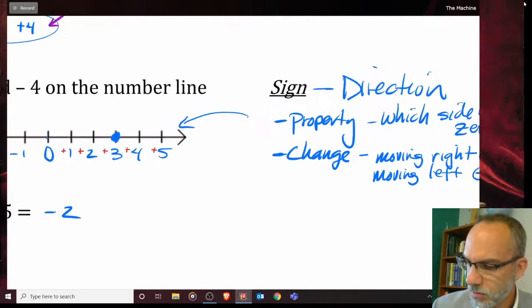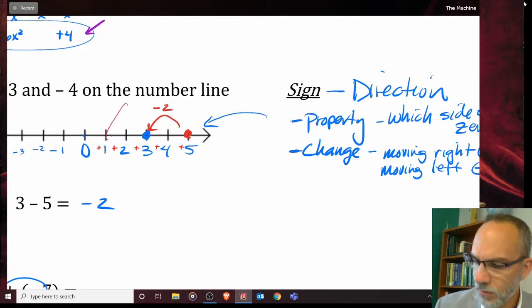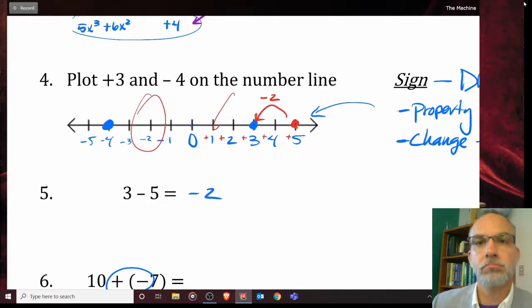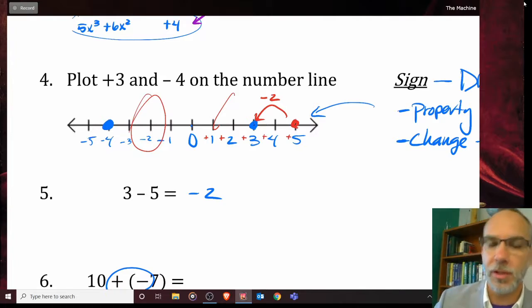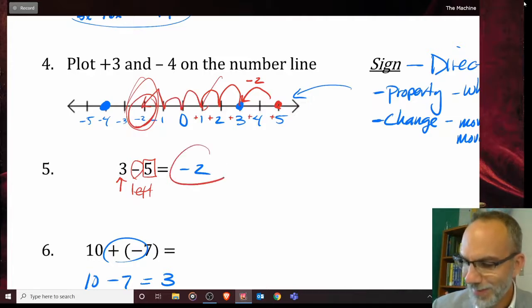I could start here at, let's say, positive 5, and I could move to the left to 3. That's a change of negative 2. Now notice it doesn't involve this negative 2 at all. I'm not talking about the position negative 2. I'm talking about the change to the left 2 units. Okay, so what's going on here? This says starting at 3 and then moving left 5 units. If I start at 3 and I move left, 1, 2, 3, 4, 5, what do I wind up with? Negative 2. Okay, so it also shows change.